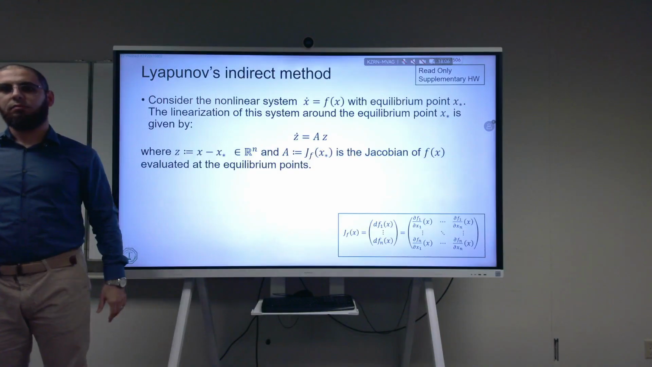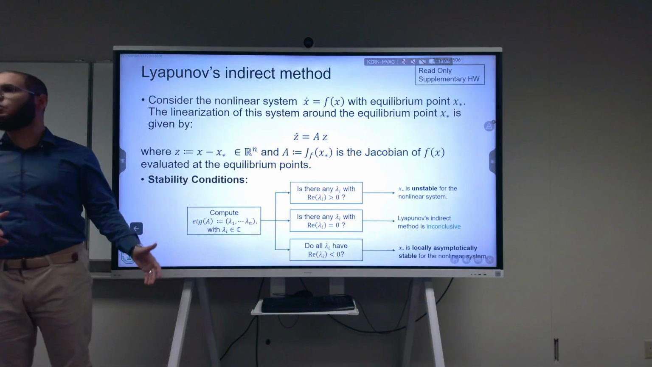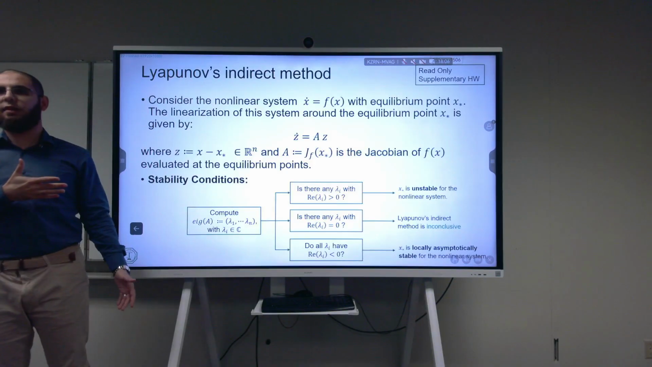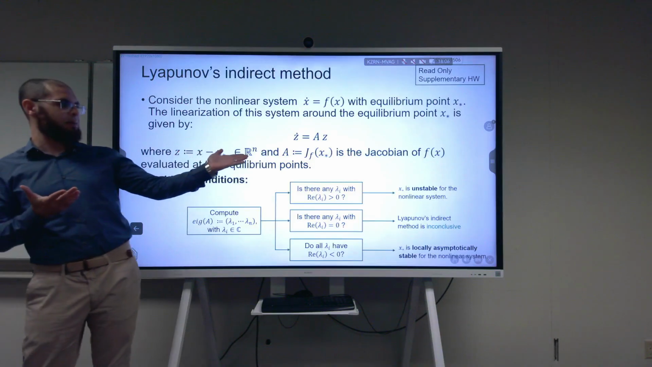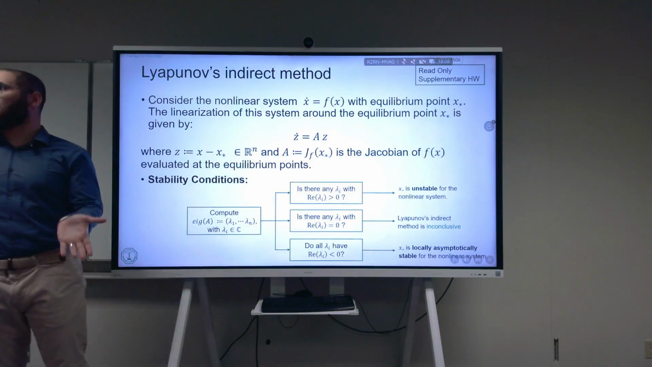Eigenvalues of the A, exactly. You just compute the eigenvalues. How many eigenvalues do you have? Based on the number of states. How many states do you have? What's the dimension of x here? The dimension of x is n. So I get n eigenvalues. And then you just look at the eigenvalues.